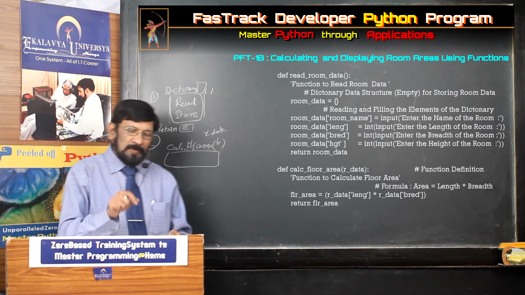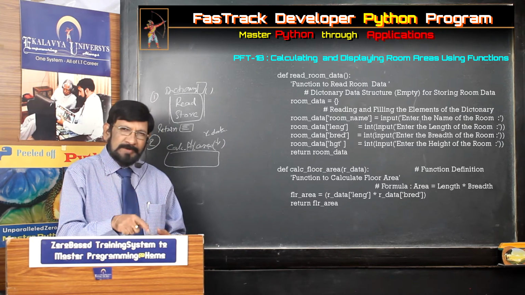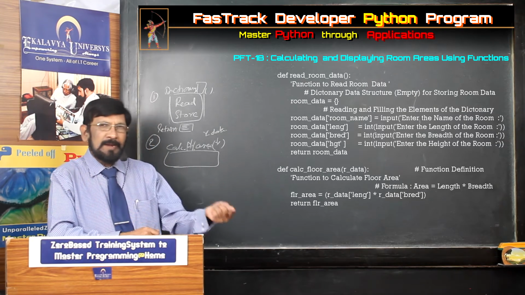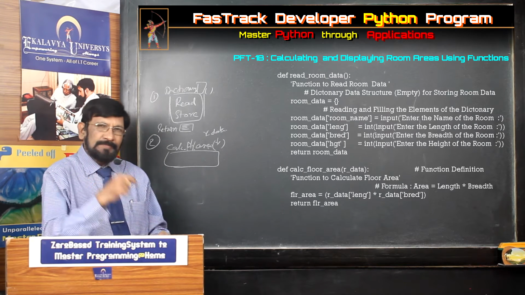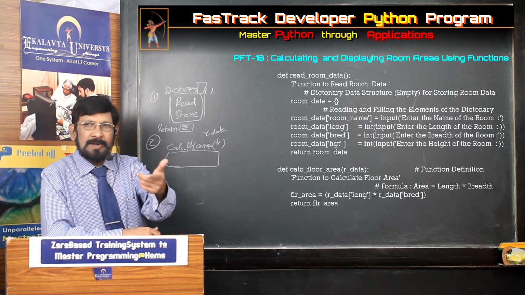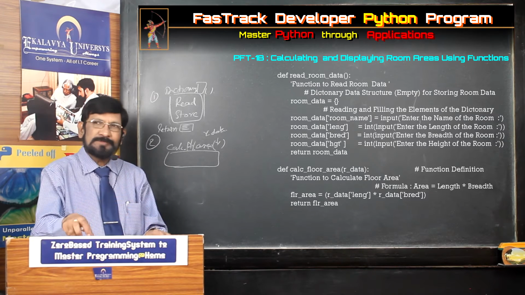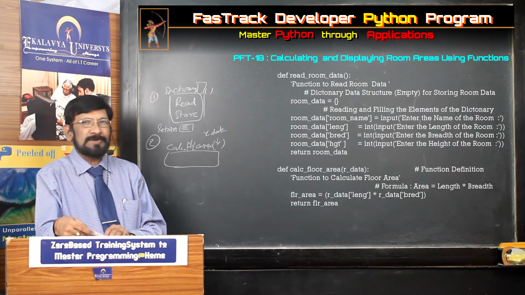What type of function is it? The function which takes an argument and returns a value. This is like a tailor. A tailor takes cloth from us and returns a dress to us. This is the second function.